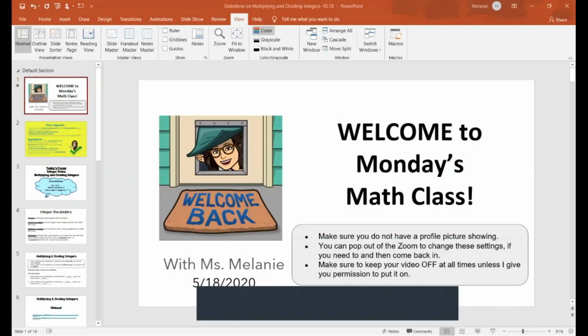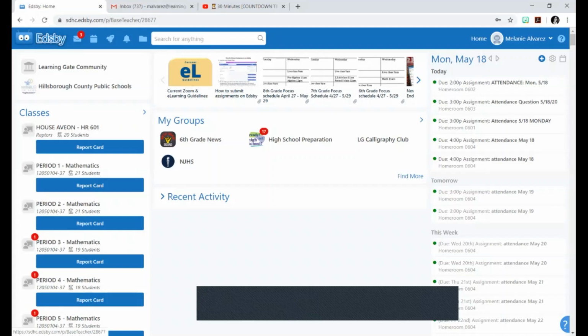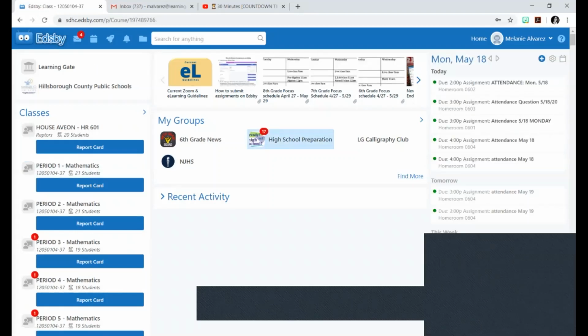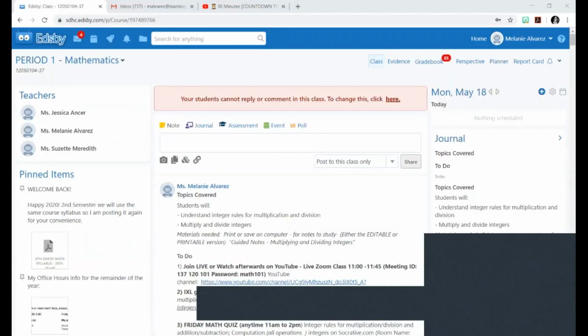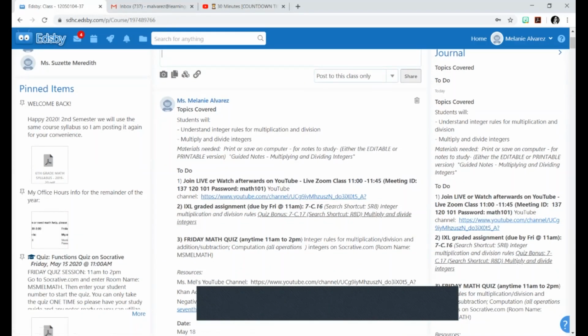Let's go to Edsby for a second, and I'm going to share with you what we've got going on today as far as what you'll need and how to navigate through all of that. Here is the Edsby post for today. This is the journal entry. Today we're going to be learning about integer rules for multiplication and division specifically. We're going to learn how to multiply and divide integers.